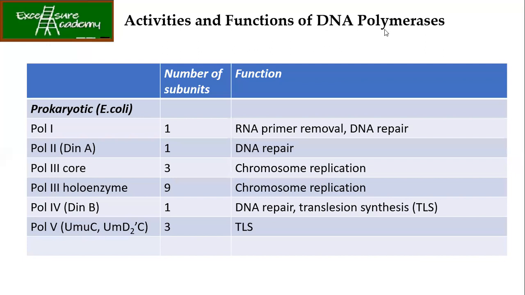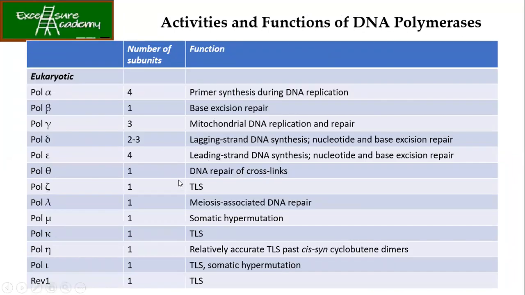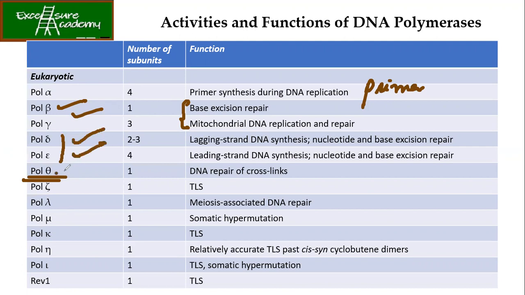Now similarly, in the case of eukaryotes, we have a number of eukaryotic DNA polymerases. But here again, you don't need to remember that much. If you can remember till theta, that is more than sufficient. Okay, so Pol alpha is primer synthesis during DNA replication. This means it shows primase activity here. Okay. Then beta and gamma are meant for your repair. Then delta and epsilon, as I mentioned, delta is for lagging, epsilon is for your leading. Then theta is again for DNA repair. So guys, if you can remember these many DNA polymerases as part of the eukaryotic DNA polymerases, more than sufficient.